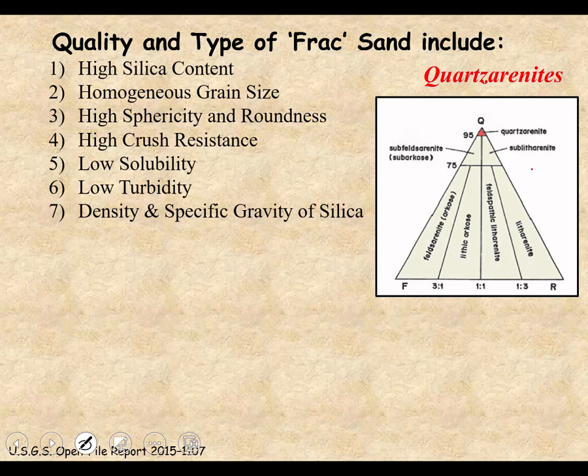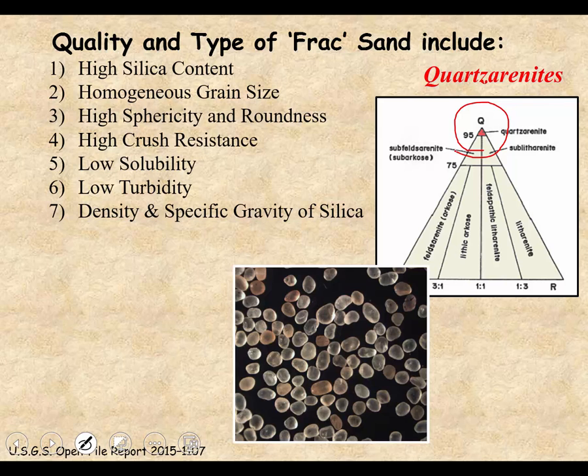Okay? High crush resistance goes back to why you want high silica content. Low solubility, same thing. Silica is insoluble. Low turbidity basically says I don't want a lot of intermixed clay or anything like that. I want it to be well-sorted, well-rounded quartz sand. And I want the density and specific gravity of silica, in case you're using a substitution. So what does that mean? I want a quartzite, or rather quartz arenite, a sandstone or a sand that's 95% or more quartz. And so that's what this is.